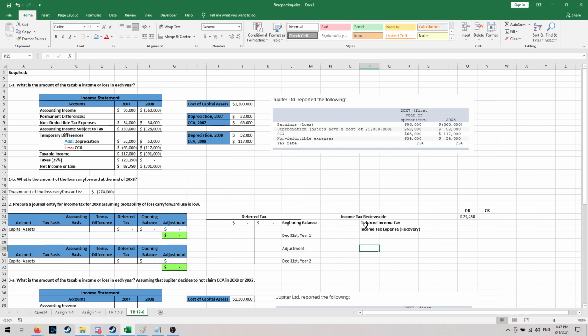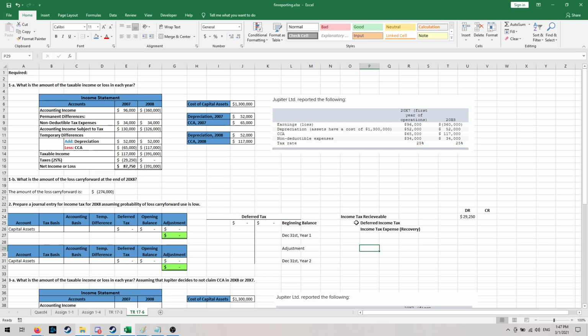Next, we have to calculate the amount of the deferred income tax, specifically the deferred income tax in 2008, because even though we had a loss, we still owe taxes on those assets. The government is going to get their money no matter what. So we need to calculate what our deferred income tax is.